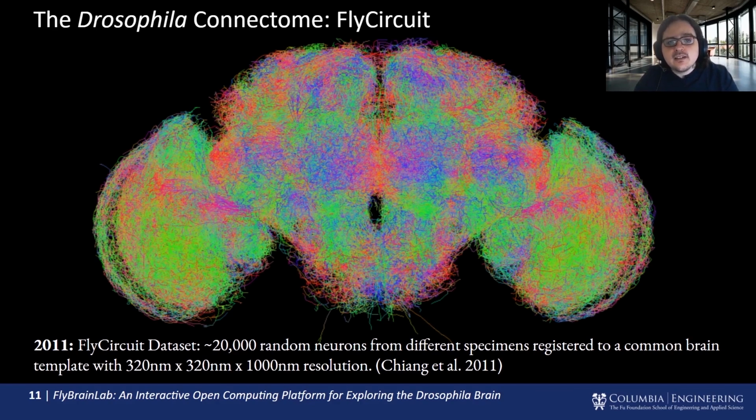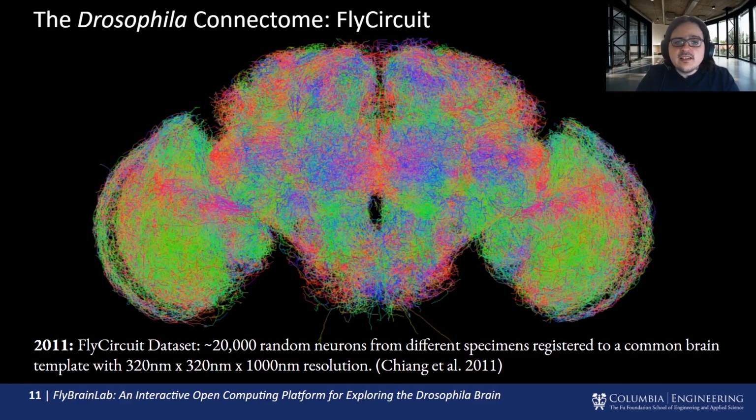Fly circuit dataset is composed of about 20,000 randomly sampled neurons from different specimens registered to a common brain template. For many years, it has been central to researchers that study information flow between fly brain regions, but it fails to support further advances in understanding the functional logic of neural circuits for several reasons. Number 1, the uniqueness of each neuron and the completeness of neurons within a neuron type could not be established because each neuron is randomly sampled from a different individual.